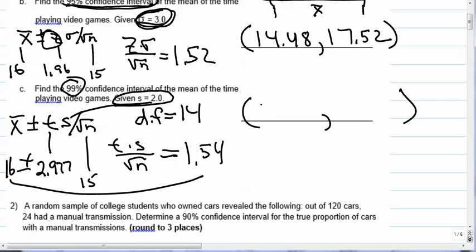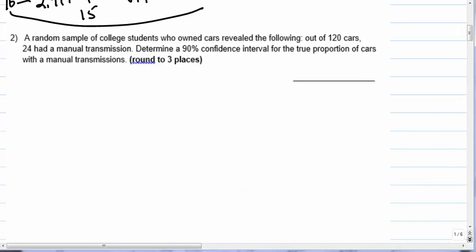And when I do that, the lower number is 14.46, the upper number is 17.54, and so I have a 99% confidence that the actual true mean is in this particular interval. Okay? Now, for number 2, I really did not discuss in class, at least I don't think I did. This depends on what class I'm teaching. But number 2 is slightly different, so I'm going to explain a little bit more.